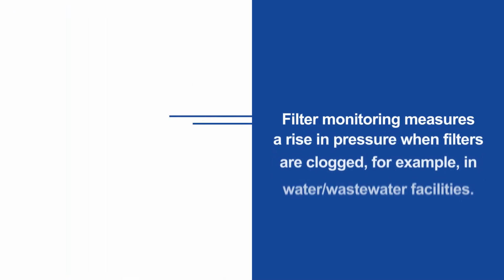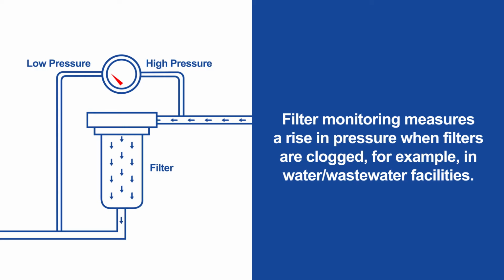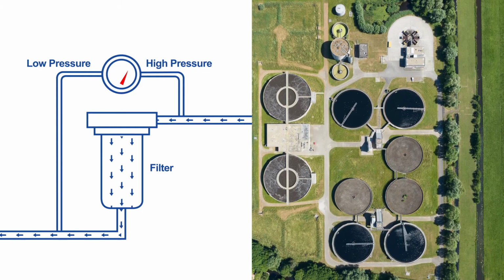Filter monitoring, for example, measures a rise in pressure when filters are clogged. Uses include industrial oil filter applications, filter monitoring in air handling systems and gas turbines, and membrane sensing in water and wastewater facilities. WIKA offers several gauge models for these industries.